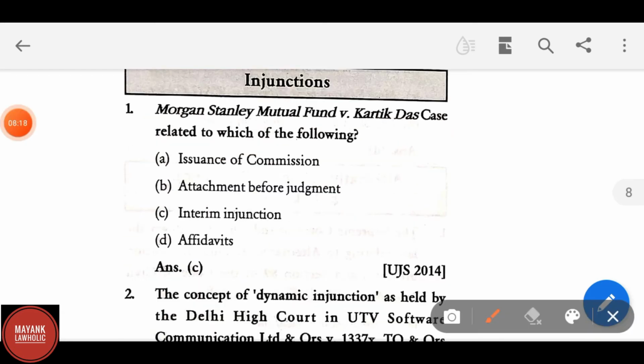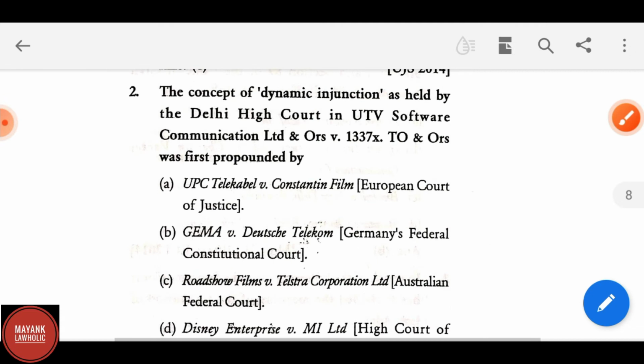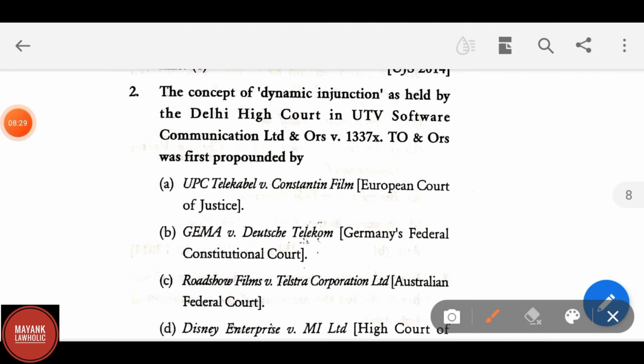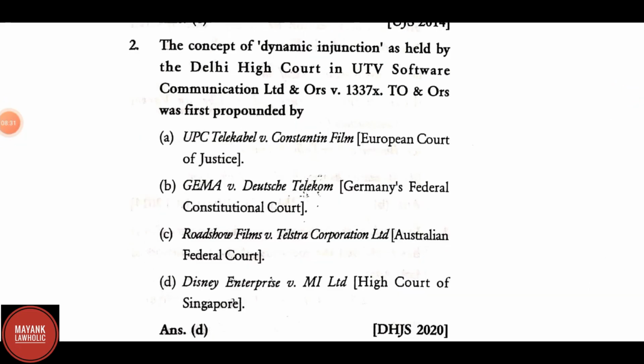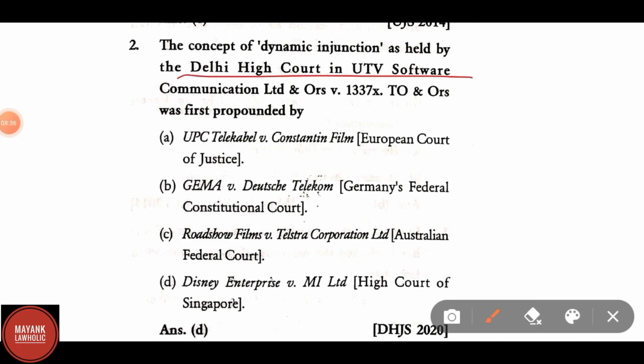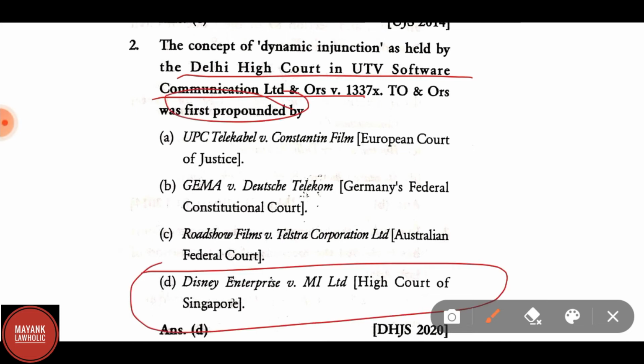Injunction. Morgan Stanley Mutual Fund versus Karthik Das case is related to which of the following? Correct answer is interim injunction. The concept of dynamic injunction, held by the Delhi High Court in UTV Software Communication Limited and others versus TO and others, was first propounded by Disney Enterprise versus MI Limited, High Court of Singapore.